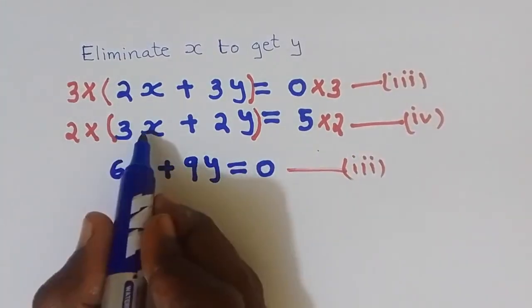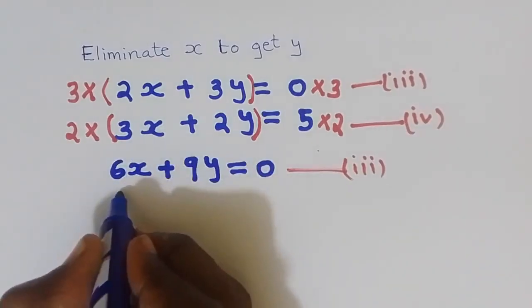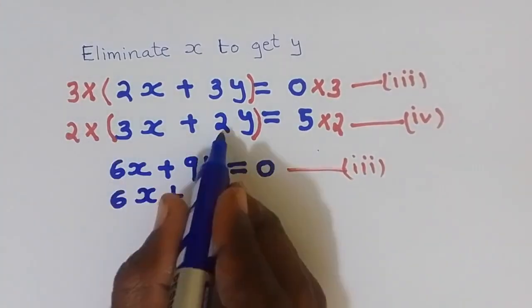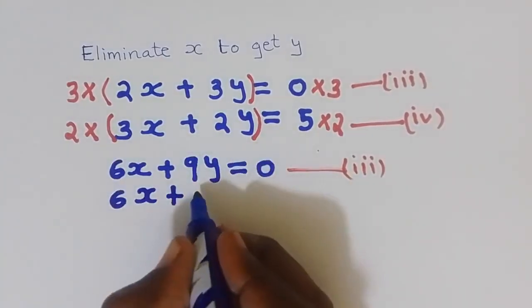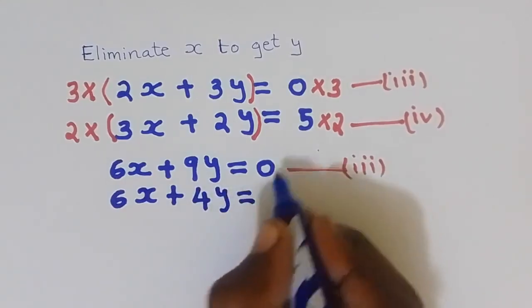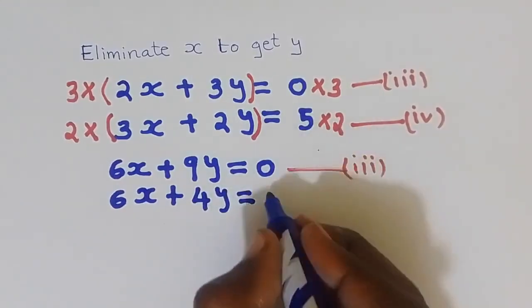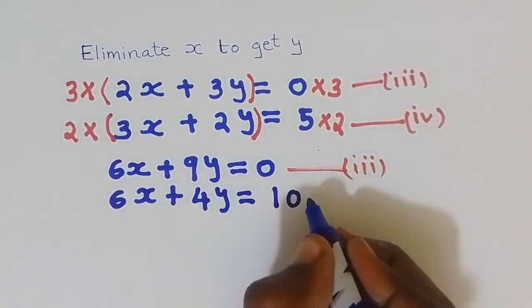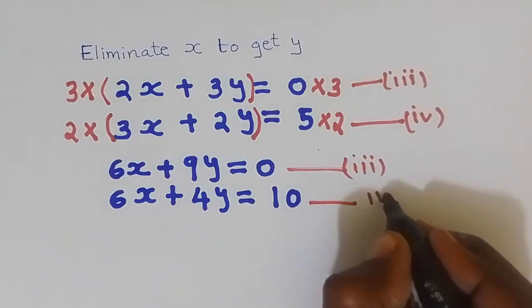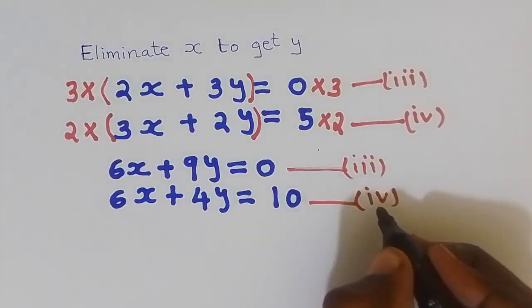2 multiplied by 3x is going to be 6x. 2 multiplied by 2y is going to be 4y. This is equal to 5 multiplied by 2, going to get 10. This is equation number 4.